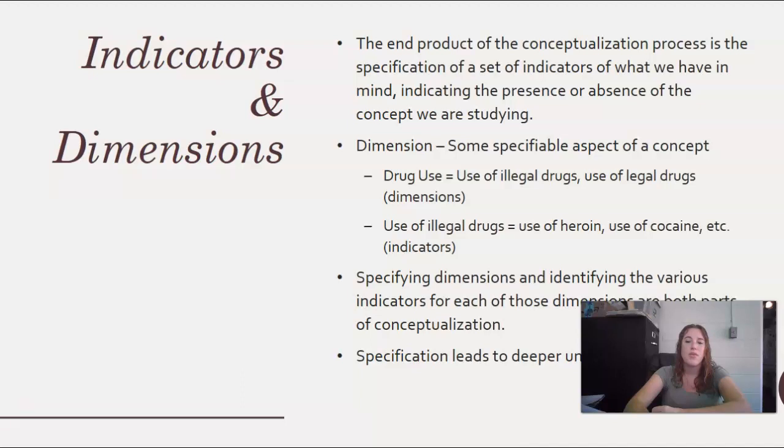And then if we wanted to go further using our indicators, let's use physical harm, for example. We want our indicators to be things like bruising, cuts, broken bones, because those all indicate this larger concept of physical harm. Again, we want to be really specific in what we're looking at. It leads to deeper understanding.